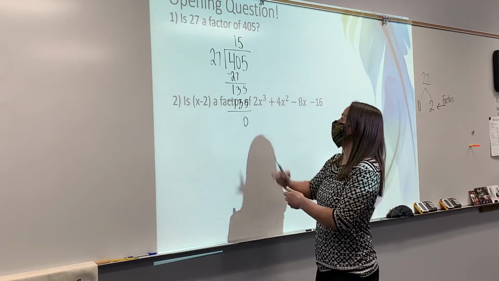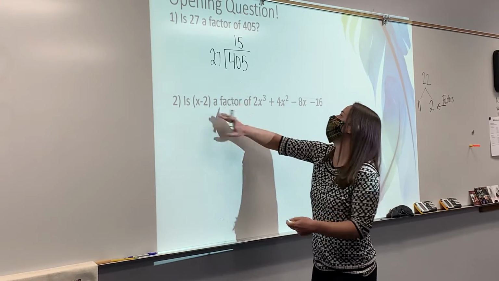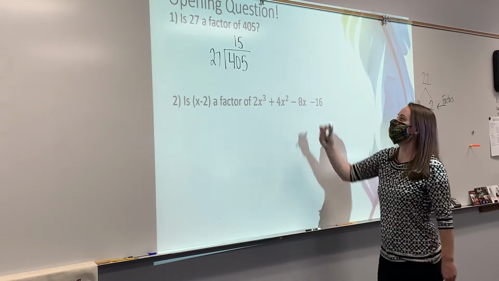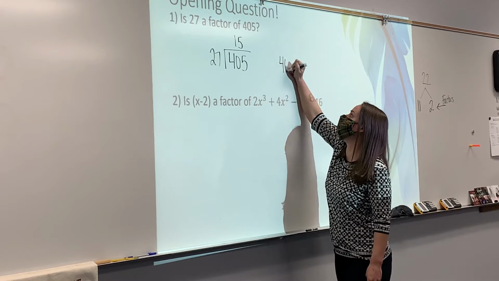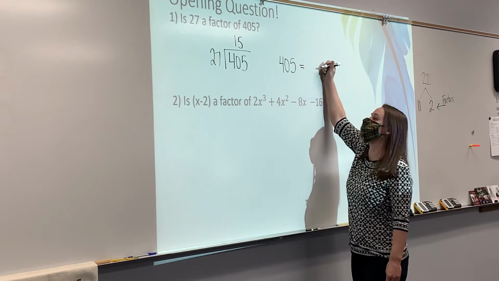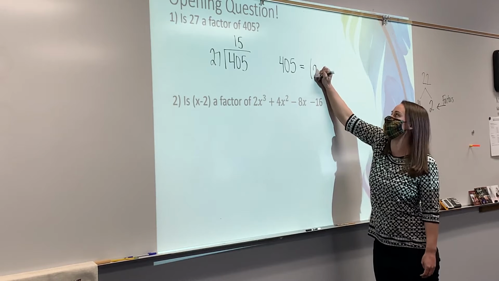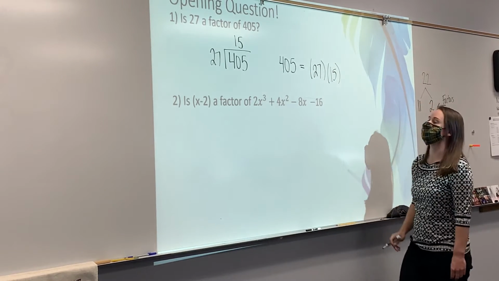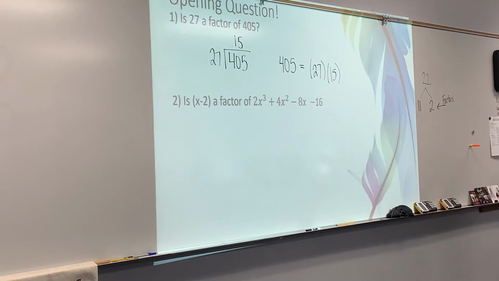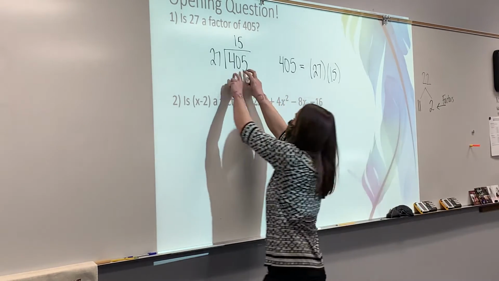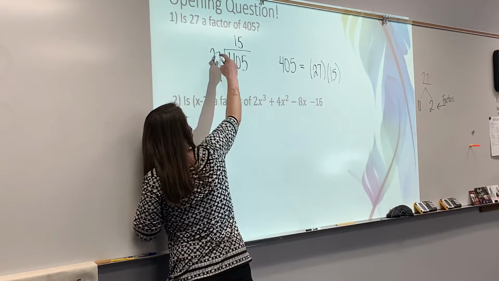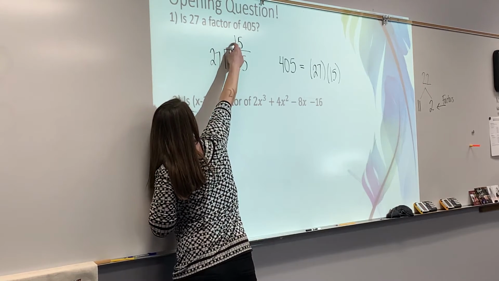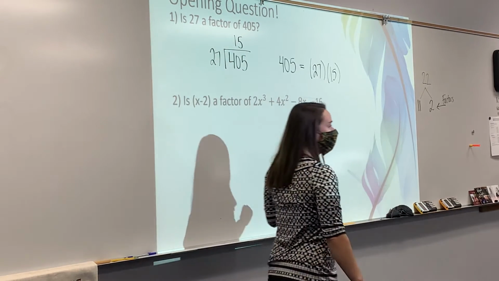All right, more importantly, if I know this to be true, I can rewrite 405 as a product of its factors. It's 27 times 15, or 15 times 27. That's going to be important in a couple slides. I'm basically saying that this thing underneath the division sign is equal to this times that. And that's always true.